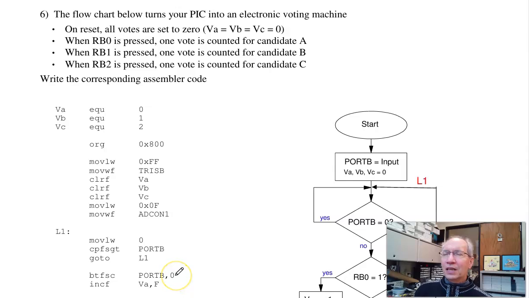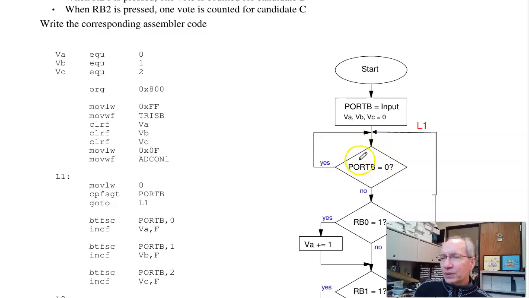Number 6 is a voting machine. I'm going to check to see is any button pushed on port B. If any button's pushed, I kick out. If no buttons are pushed, I keep on looping. So first I make port B input and clear votes for A, B, and C. So port B is input, move FF to TRIS B, clear the counters A, B, and C. Votes for A, B, and C. And everybody's binary.